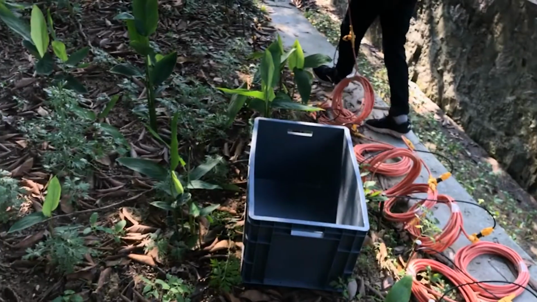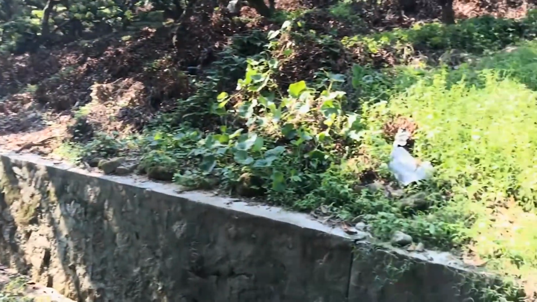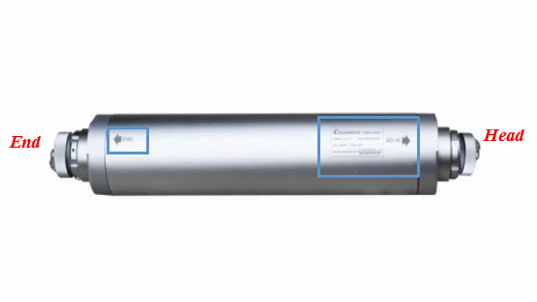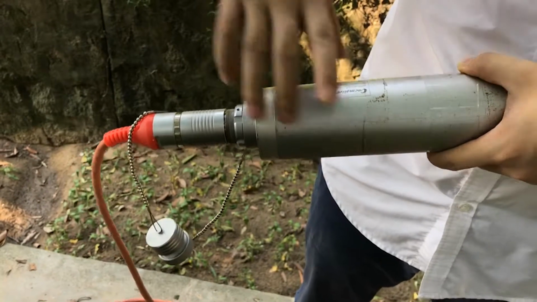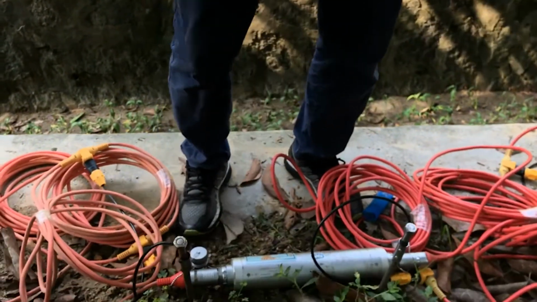So one cable leader is connected well with this cable. The mainframe will be laid out in the middle of this cable. When you connect the cable leader, you need to match the marks of the cable leader GD-10 with this mainframe.